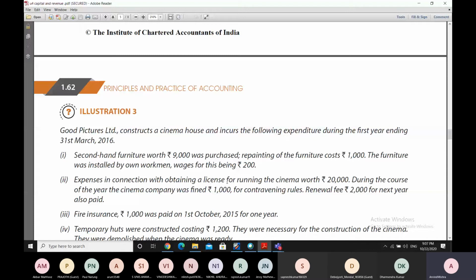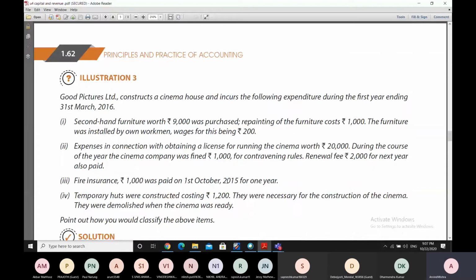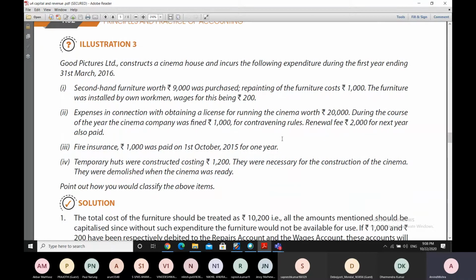Now let's go to the illustration where we'll find some examples. Good Pictures Limited constructs a cinema house and it incurs the following expenditure during the first year ending 31st March 2016. Number one, second-hand furniture worth 9,000 was purchased. Now this furniture was repainted and the cost of the repainting was 1,000 rupees. This furniture was installed by own workmen who were paid wages of 200 rupees.